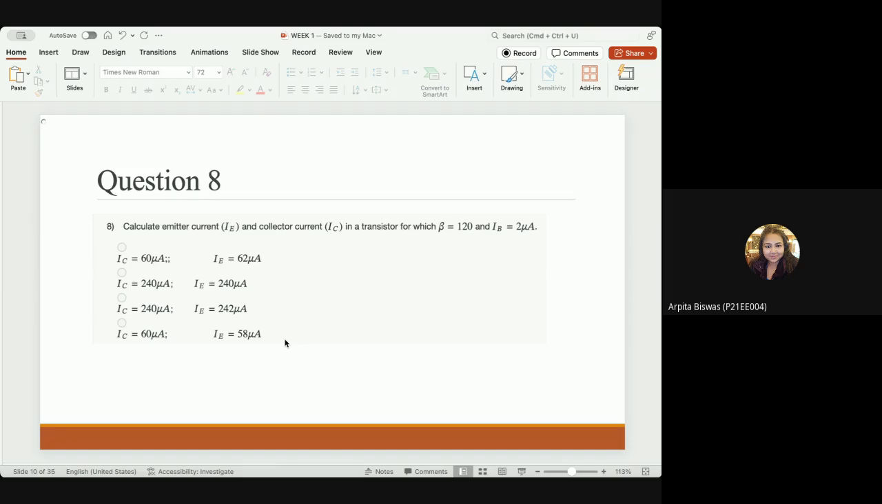Calculate the emitter current IE and the collector current IC in a transistor for which beta is 120 and IB is 2 microampere. The first option is IC is 60 microampere, IE is 62 microampere. Second option is IC is 240 and IE is 240. Option C is IC is 240 and IE is 242. And option D is IC is 60 and IE is 58. So what is the right option?